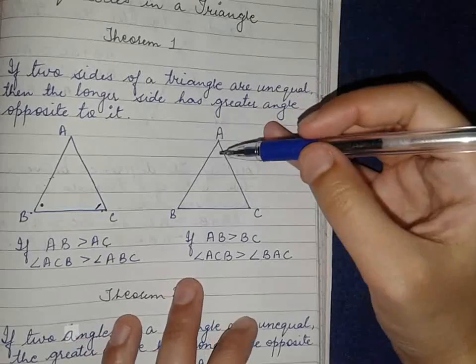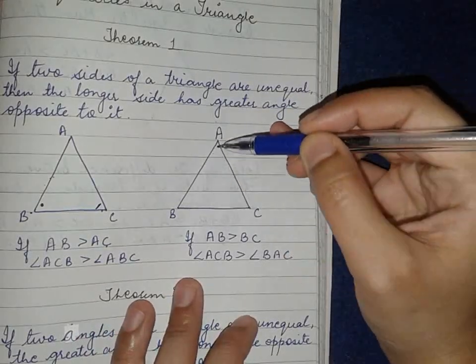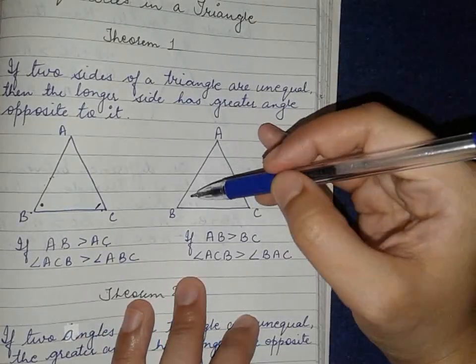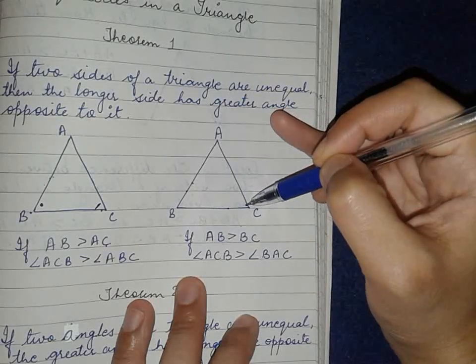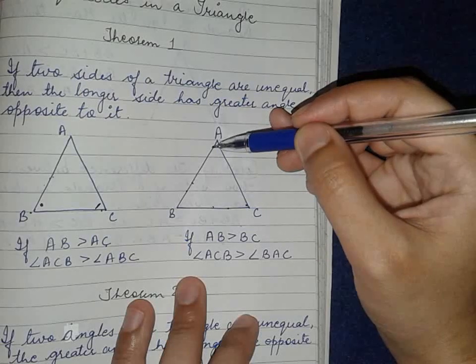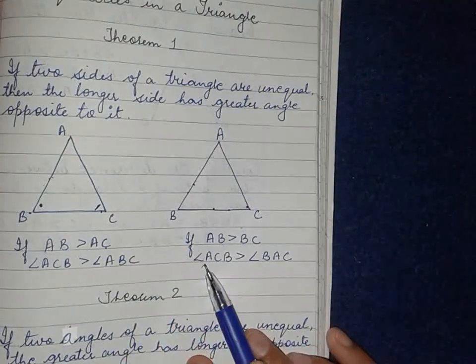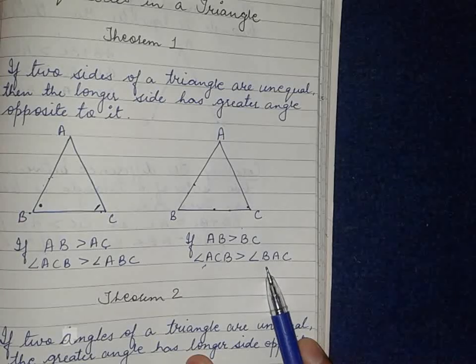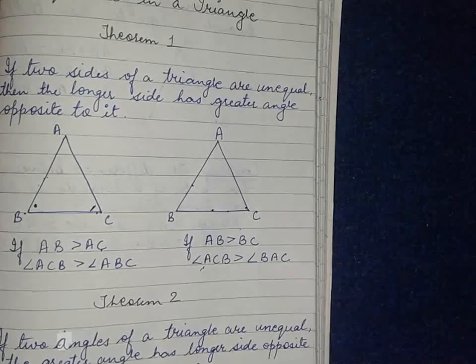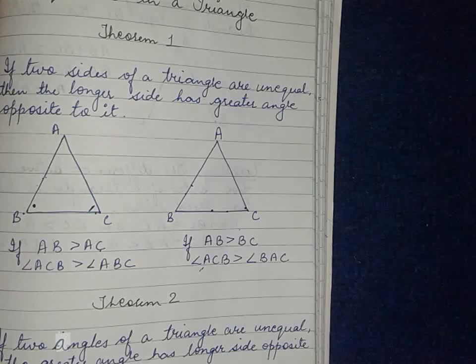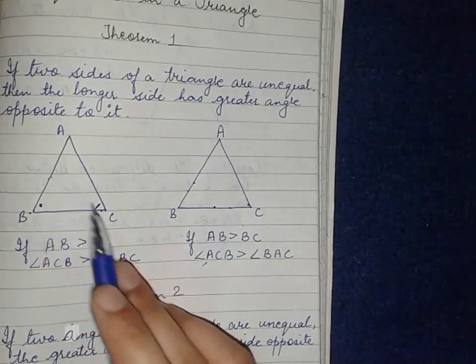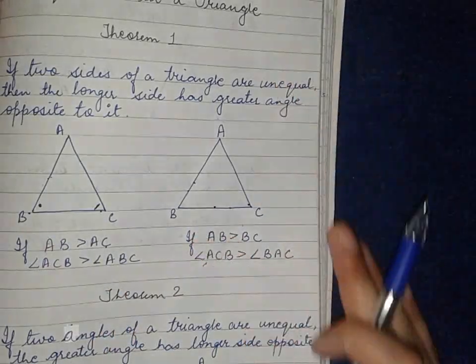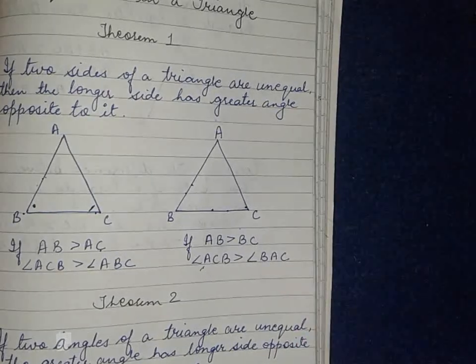See one more example here. In triangle ABC, AB is greater than BC. So angle opposite to AB is ACB and angle opposite to BC is BAC. So here angle ACB will be greater than angle BAC. Longer side always has greater angle opposite to it. Side which is greater, longer, angle opposite to that will be greater. This is the first theorem.